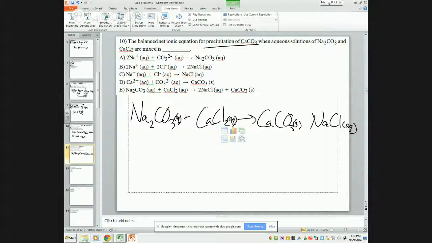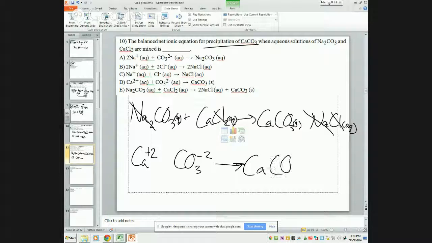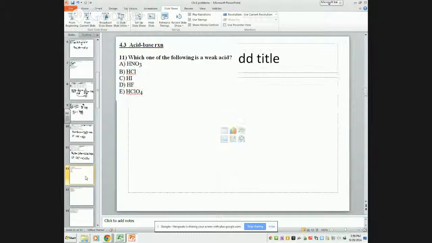All right, well, I know that I can get rid of the things that stayed aqueous. So I can get rid of the Nas, I can get rid of the Cls. So now I can just look at what happened. What happened was I had calcium ion, I had the carbonate ion, and it gave me a precipitate, calcium carbonate. That's our net ionic. That's overall what changed. So what option matches that? Option D.